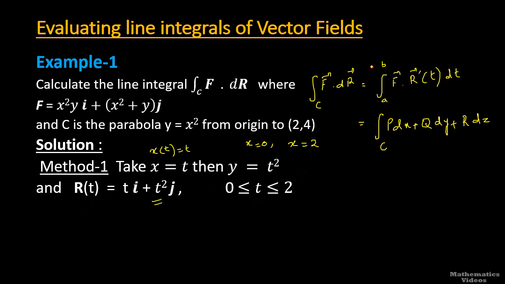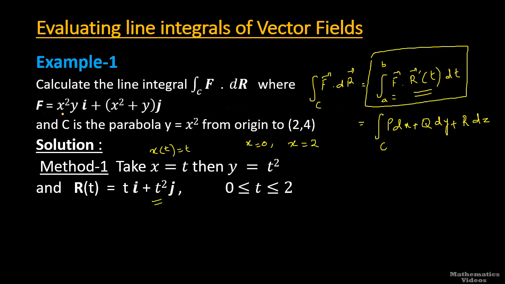Since in the first method we want to use this definition of the line integral of the vector field, it means that we have to express f in terms of t, and we also need r prime of t, that is the derivative of r with respect to t. So we will find both of these terms. First we will express f in terms of t.